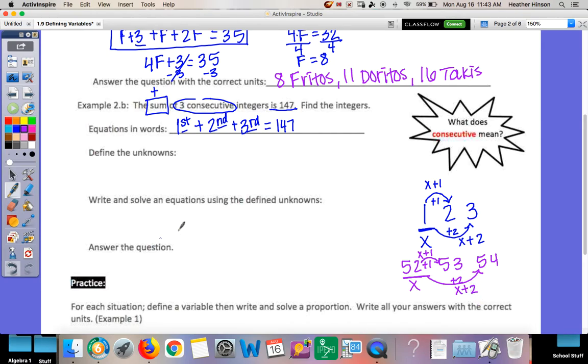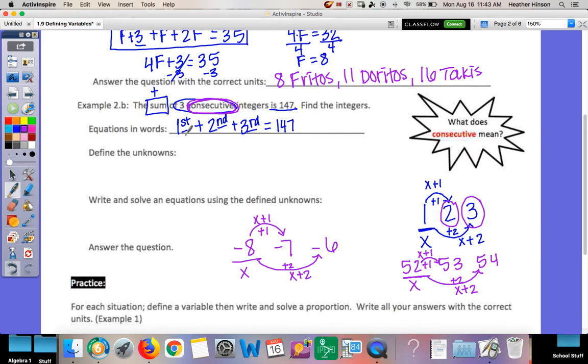And that works for everything, even negatives. If I give you -8, -7, -6, the first one's my initial, my base number. To get to -7, I'm going to add 1. So that's my base number plus 1. To get to -6 from the original, that's my base number plus 2. So no matter what it is, if you're looking at consecutive integers, you're adding 1 to get to the second number, then you're adding 2 to get to the third number.